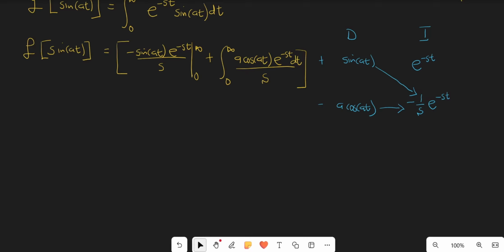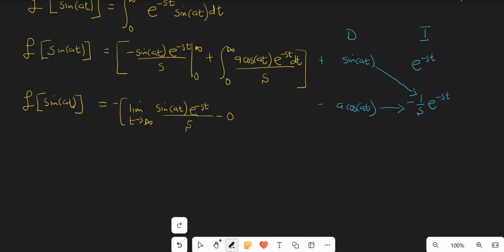Cool. Now, when we plug in the limits, the Laplace transform of the function sine of at is equal to what really? We are going to take the limit as t approaches infinity of sine of at multiplied by e raised to the power negative st all over s. So s here is like a constant. Then we subtract the lower limit. When you plug in 0, sine of 0 is 0 and e raised to the power 0 is 1, so the lower limit evaluates to 0.